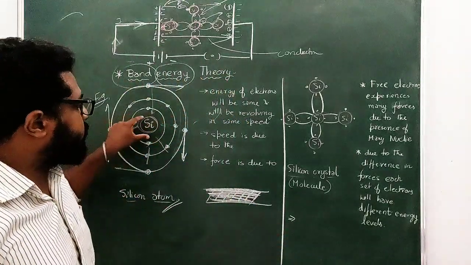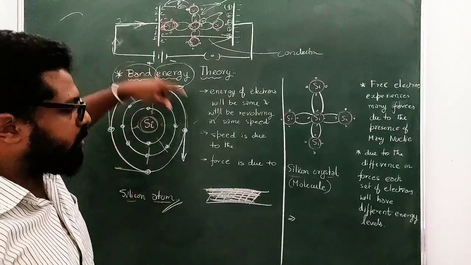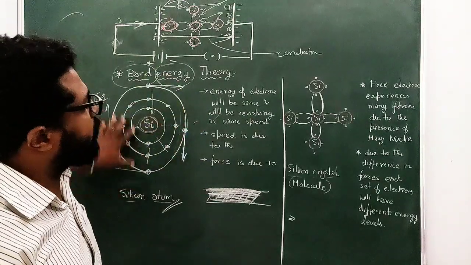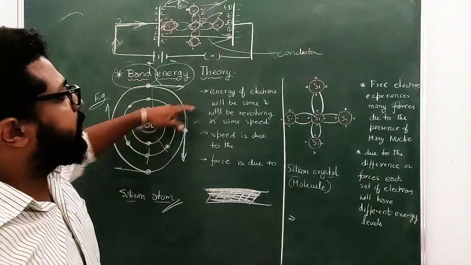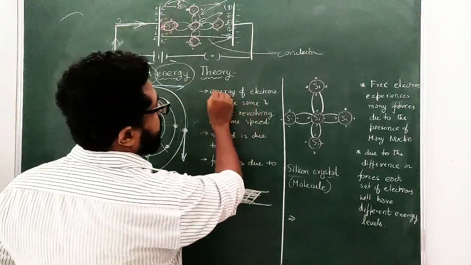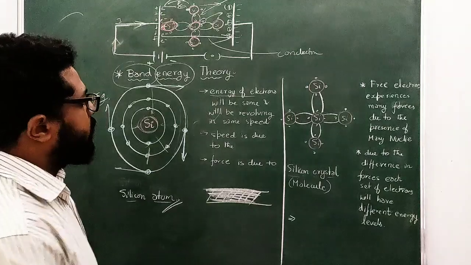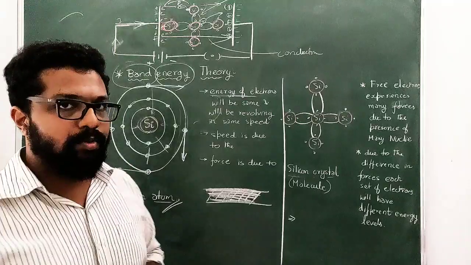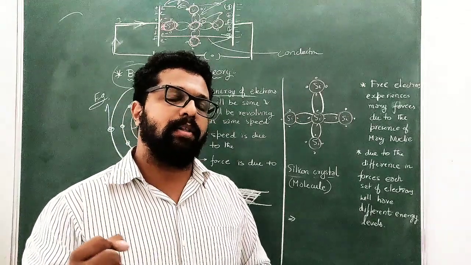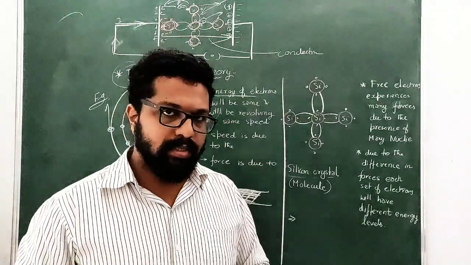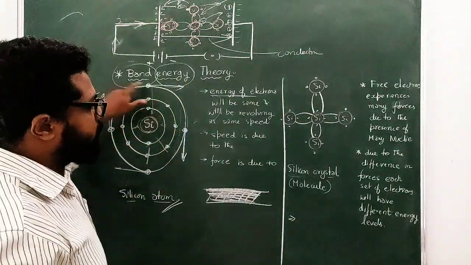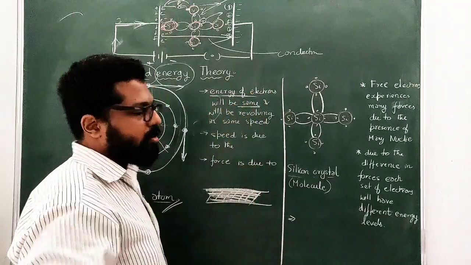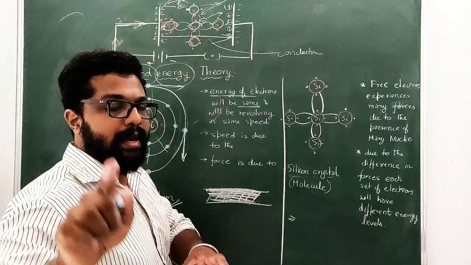So in silicon, the nucleus helps the outermost electrons revolve around it in a circular pattern. The energy of these electrons will be the same. Why? Because this is an atom and only one nucleus is present, and that nucleus will be attracting all the electrons with the same force. That's the reason the energy of every electron will be the same.